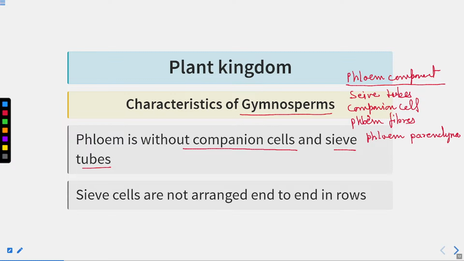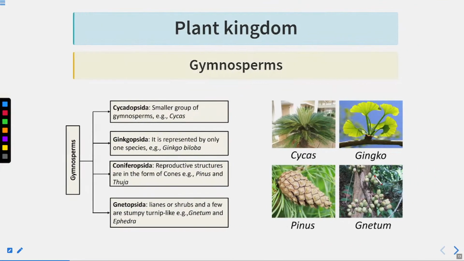But in the case of gymnosperm, these two are not present. Sieve tubes and companion cells are absent in the case of gymnosperms, right? So phloem without companion cells and sieve tubes. This is very, very important. Sieve cells are not arranged end to end. Generally what happens, sieve cells are there, and they are arranged like this, end to end. But in the case of gymnosperm, such arrangement is not present. So this is also one of the peculiar characteristics of the gymnosperms.